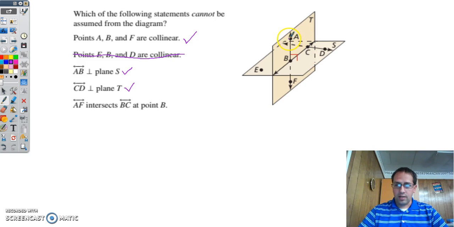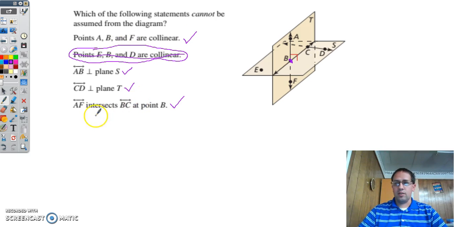Alright, line AF intersects line BC at point B. So we've got line AF, we've got line BC. Do they intersect right here at point B? Yes, they do. We can see that nice and clearly, so this one is good as well. So the only one on here that could not be assumed to be true is this one right here. Everything else is good. And so that is it.